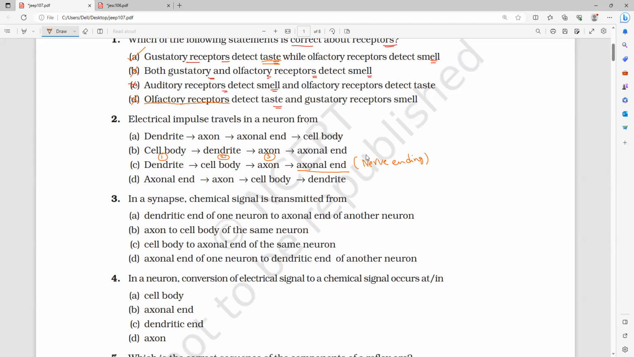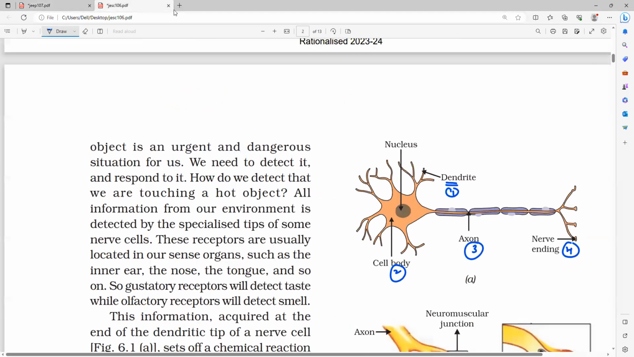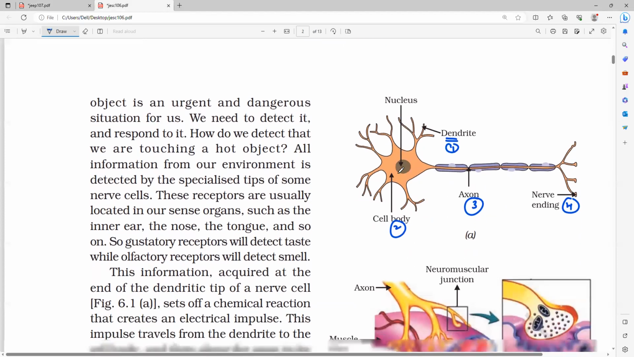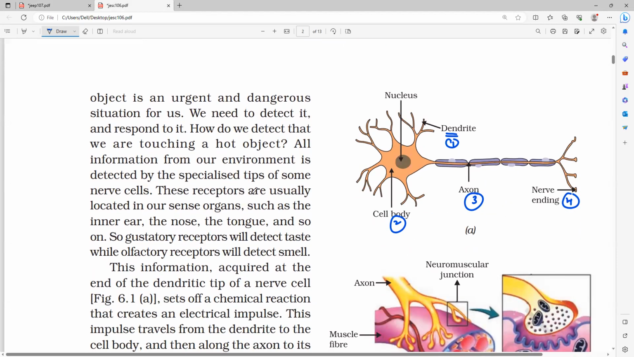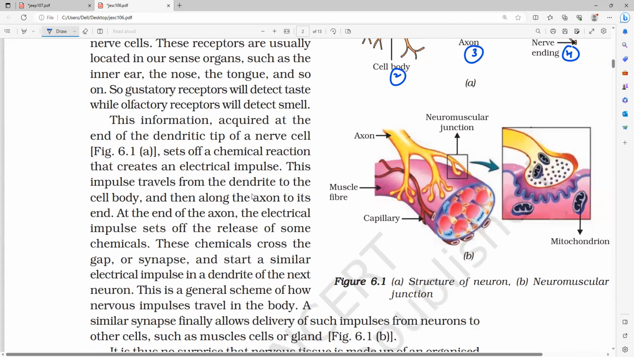Next. Third question. In a synapse, chemical signal is transmitted from. In a synapse, chemical signal is transmitted from where to where? We all know this. While teaching, I have given it to you. Check your notebook, everybody. There is a synapse, as we call it.